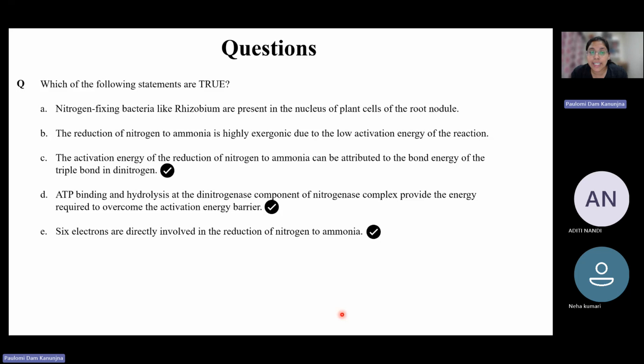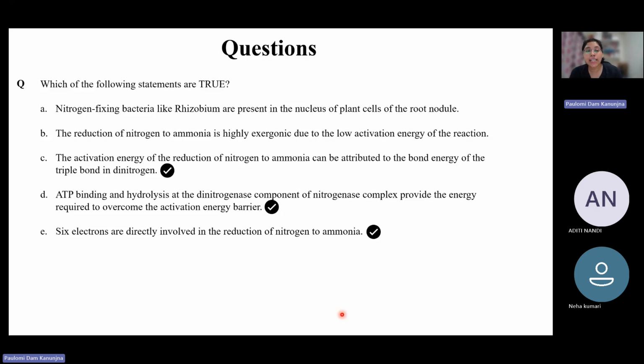Okay, let's look at the wrong statements first. The first one says nitrogen fixing bacteria like Rhizobium are present in the nucleus of the plant cells of the root nodule. No, nothing like that. It doesn't make sense. It basically is present in root nodule cells. These are cells on their own. There is no nucleus of plant cells involved there. Okay, and these are symbionts. So they are present in this special compartment.